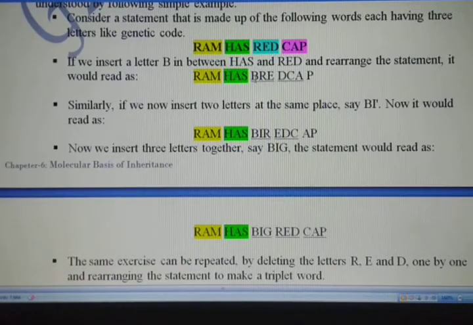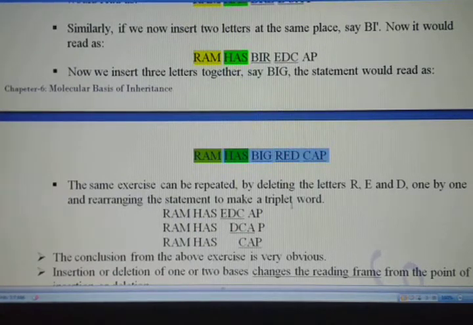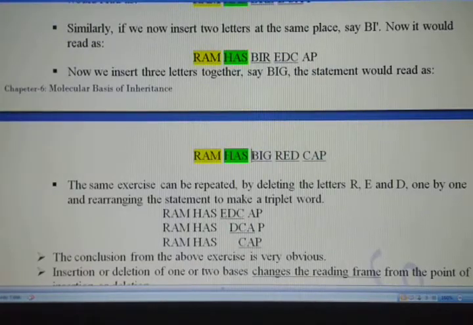First of all, B was inserted, I was inserted, and then G was inserted. As a result, what has happened? Now the meaning is that Ram has big red cap. Earlier it was only Ram has red cap. Big was not given here. So big, totally one codon, has been added in this case.